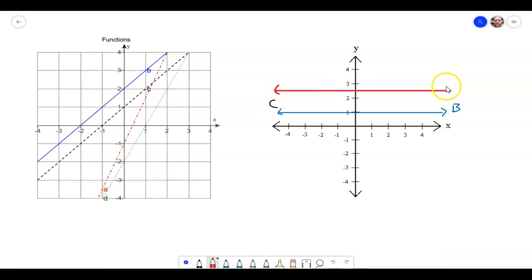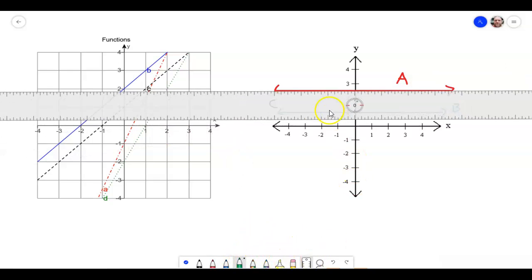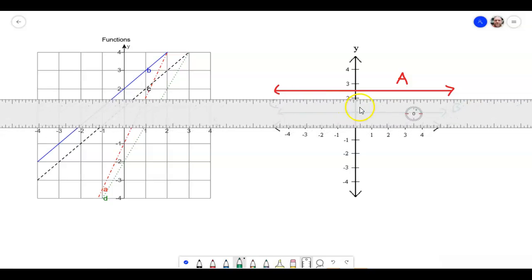And then finally we have this D here. Let's see if we can generate a slope. If we start here, we go up 2, we go over 1. That looks like it's pretty exact. So the last one, which is green there, is going to be exactly at 2.